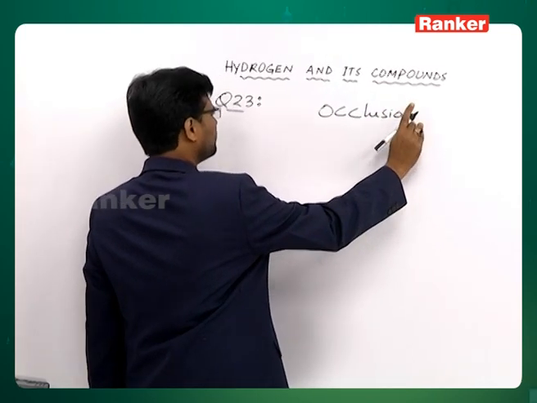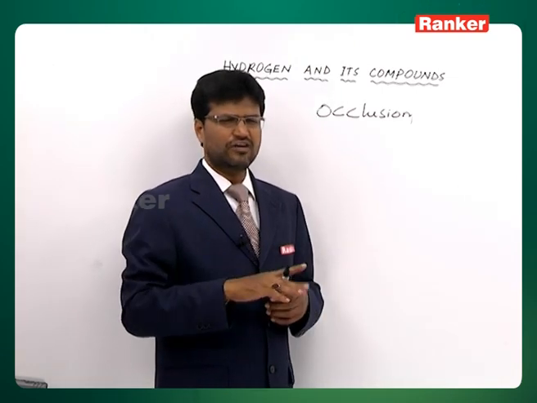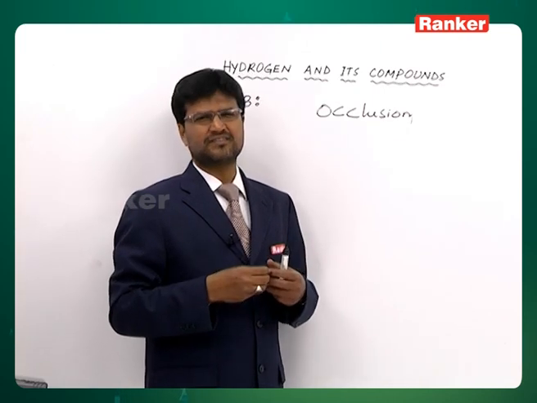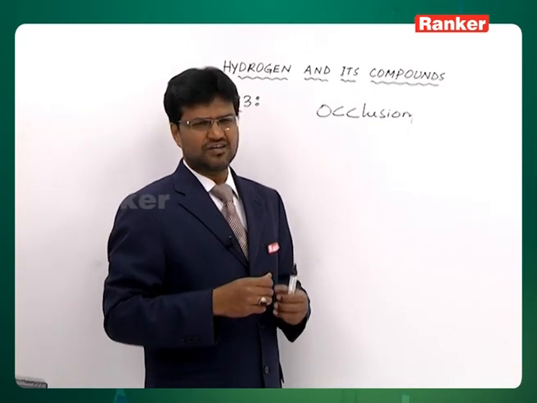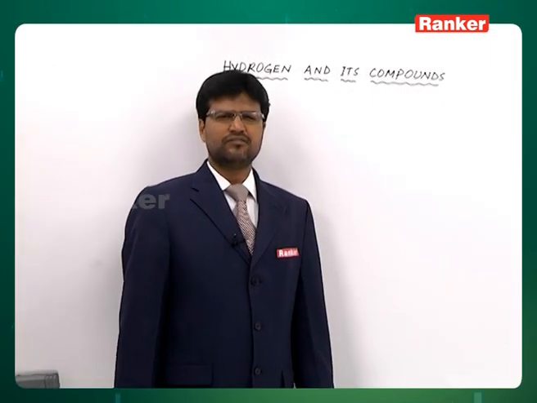Large quantities of hydrogen gas gets occluded in the voids of platinum in the interatomic spaces, and this is called as occlusion, and platinum can hold large quantities of hydrogen gas. Answer is third option. Question number 24.